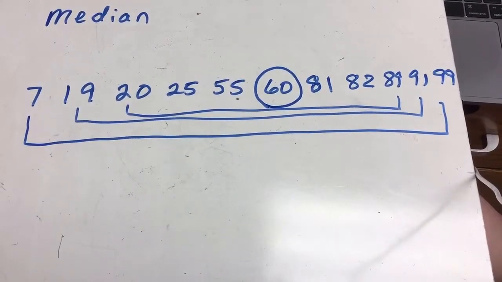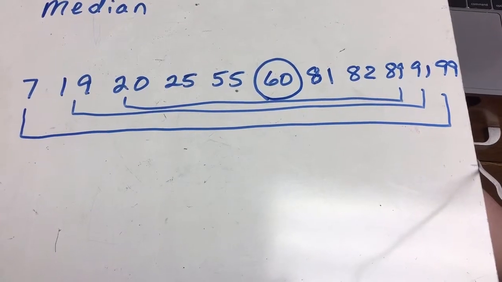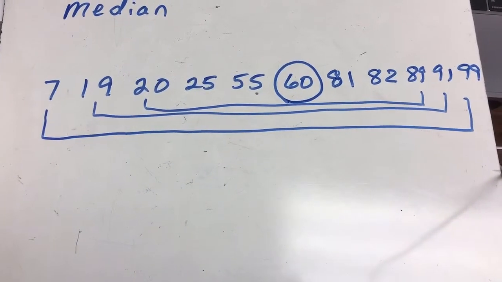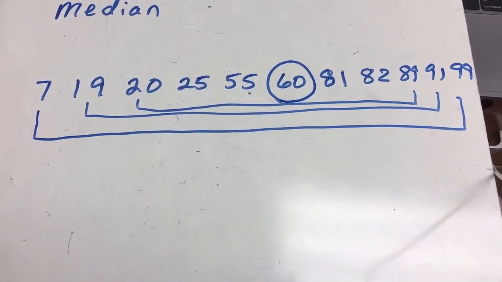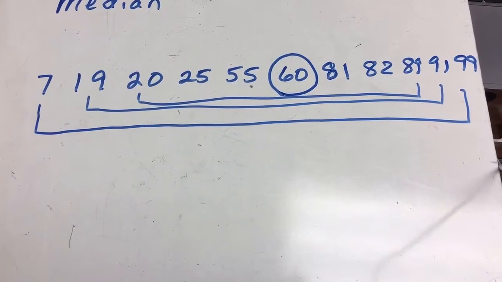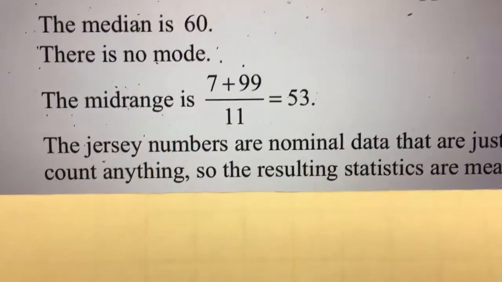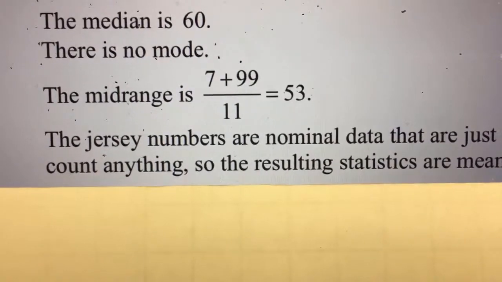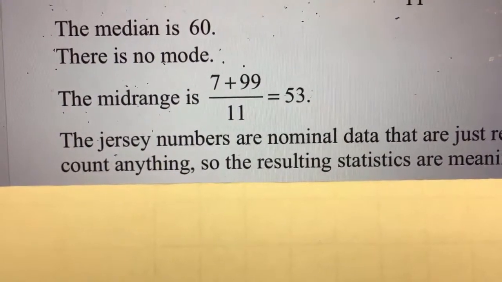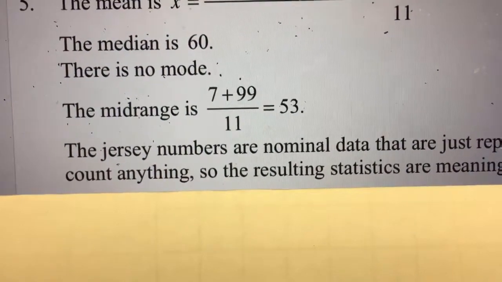Move on. There is no mode because there is no repeated point in all of these. Remember, the mode is the repeated point. The mid-range is the lowest plus the highest, so 7 plus 99, and then I divide by the number of points. That is my mid-range. They're showing you the calculation for the mid-range. Minimum value plus maximum value divided by the number of values present. So the mid-range is 53.